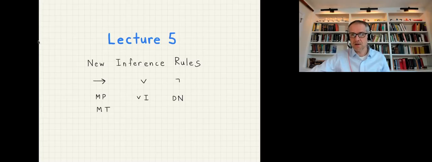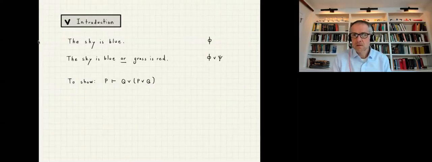And then finally, well, in truth, we'll have 2 rules corresponding to the negation symbol, but they have the same form, and that is we'll have 2 double negation rules. Okay, so let's just get straight into the material.